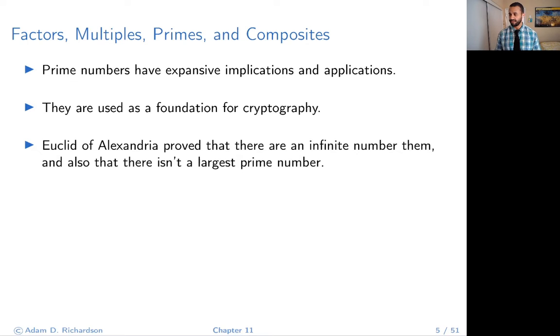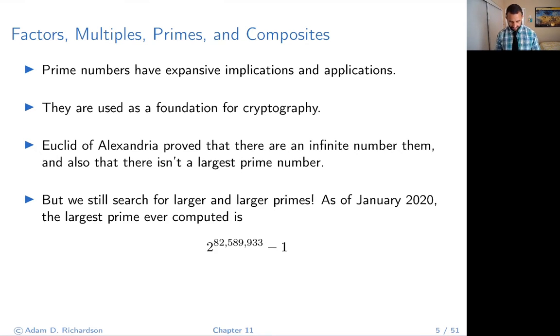So there is no largest prime number. We continue to find more and more primes. And in fact, we still search for larger and larger primes. I should maybe try to update this actually. As of January 2020, the largest prime ever computed is this one. It's the number 2 to the power of 82,589,933 minus 1.